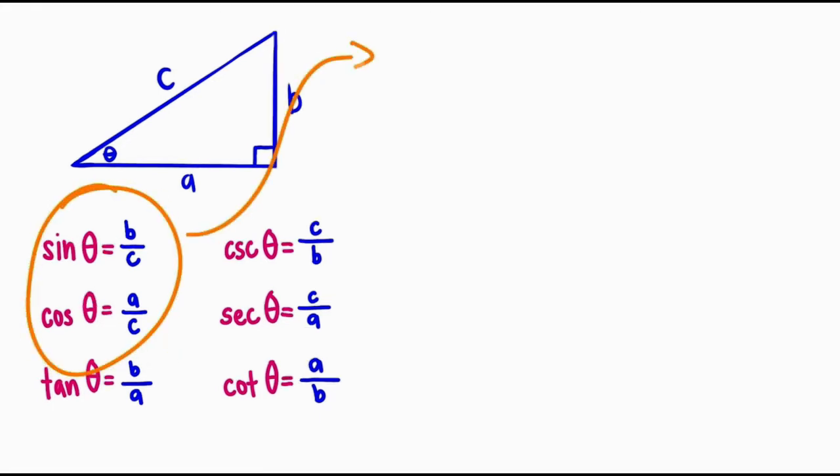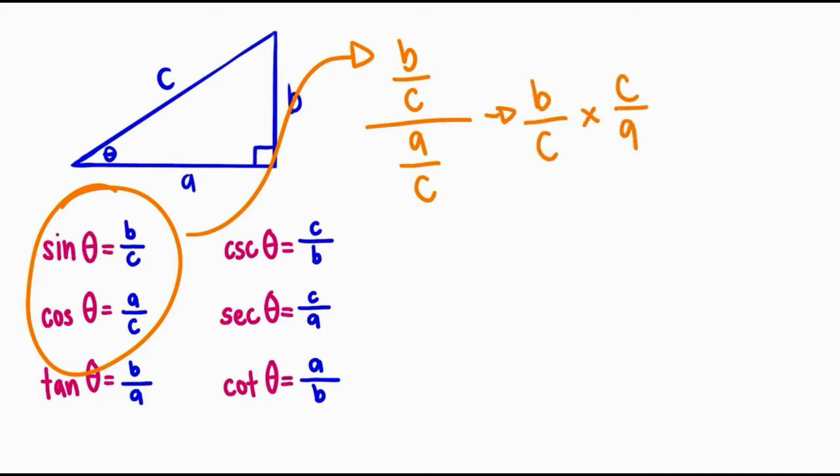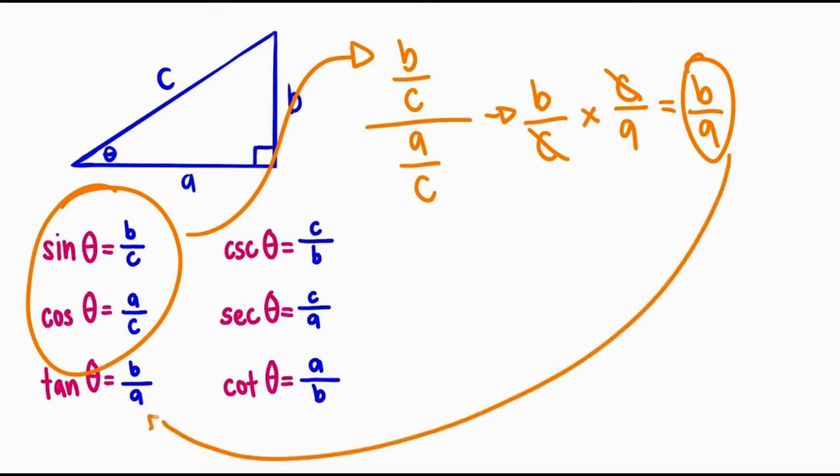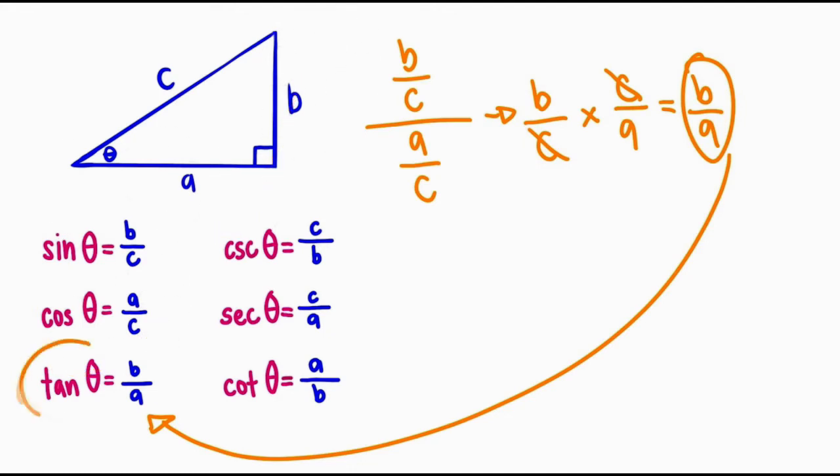So here, let's take b over c, sine of theta, and divide it by a over c, which is cosine of theta. So if we take b over c and divide that by a over c, it'll turn into b over c times c over a, because when you are dividing fractions, you need to multiply the first fraction by the reciprocal of the second fraction. C will be cancelled and we will be left with b over a.